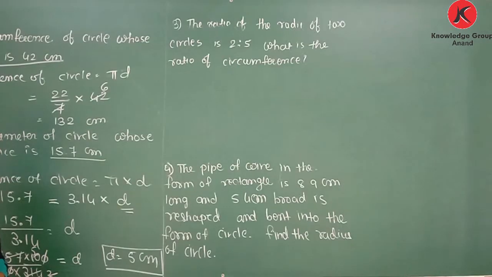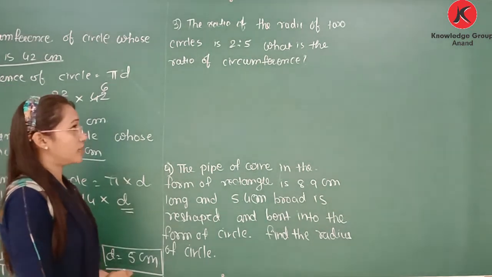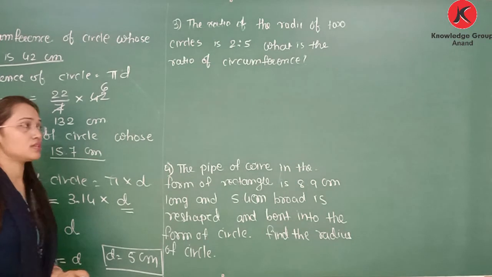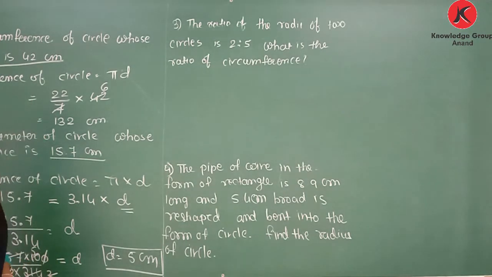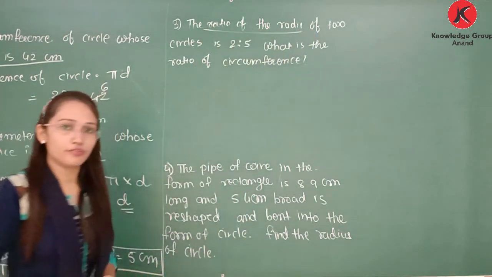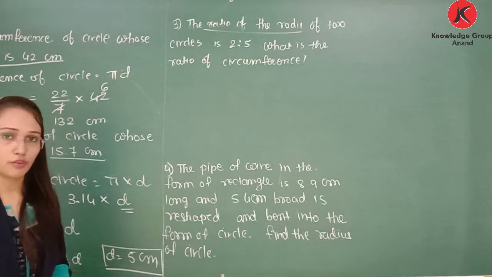Now next one. The ratio of radii of two circles is 2:5. What is the ratio of circumference? This kind of question can be asked for MCQ. So here the ratio of the two radii of the circles is 2:5. So what is the ratio of circumference?